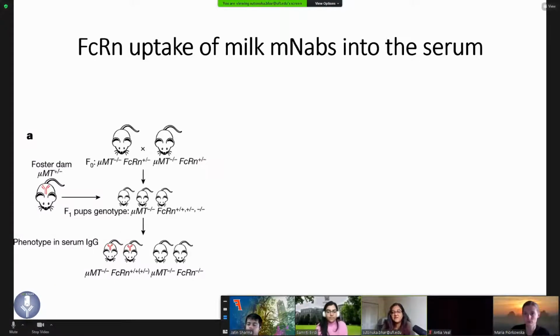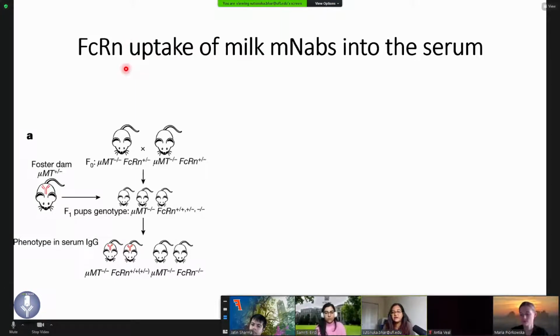In the next set of experiments, they use FcRn, which is neonatal Fc receptor expressed on intestinal epithelial cells. This FcRn is the receptor which can transport IgG across the placenta to the fetus. So these are responsible for placental IgG transfer.